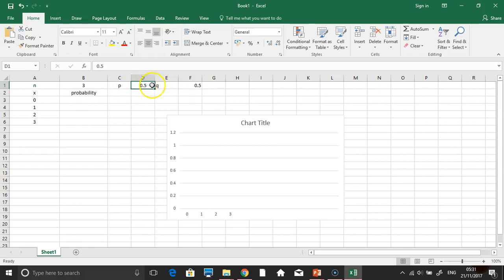So if the probability of success is 0.5, that means the probability of failure is also 0.5, and we could call that Q. So we have the letters P and Q. And X, of course, is the number of successes we're looking for: either 0 successes, or 1, or 2, or 3. So I can work out the probability of success for each of these scenarios: the probability of no heads, 1 head, 2 heads, or 3 heads.